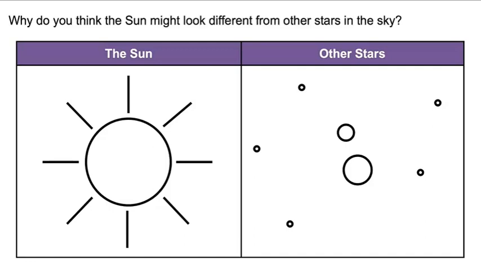Why do you think the sun might look different from other stars in the sky? Do you think the sun is a lot bigger than the other stars? Or do you think the other stars are far away? What do we need to find out to be able to answer our question? We need to know how big the sun and other stars are. We also need to know how far away from Earth they are.